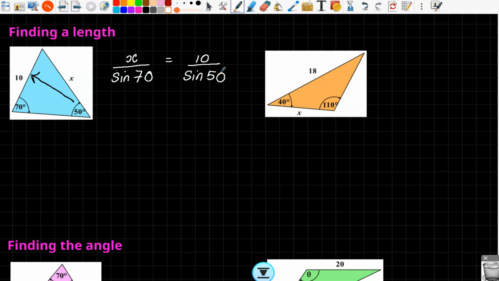And we wouldn't be having fun if we didn't just have a smidgen of algebra chucked in there, just a peep, because I don't want x over sine 70. I just want x.